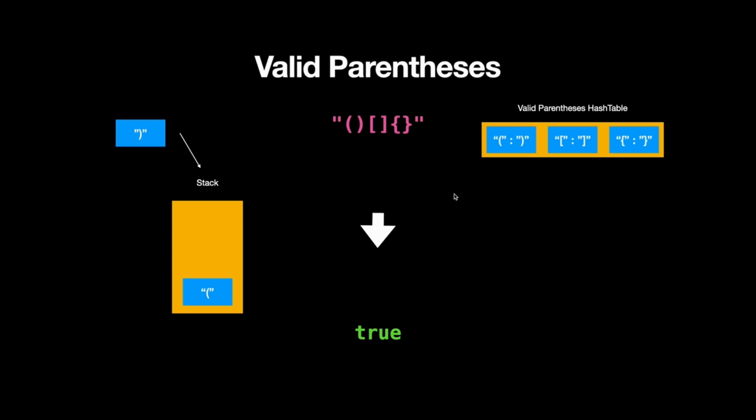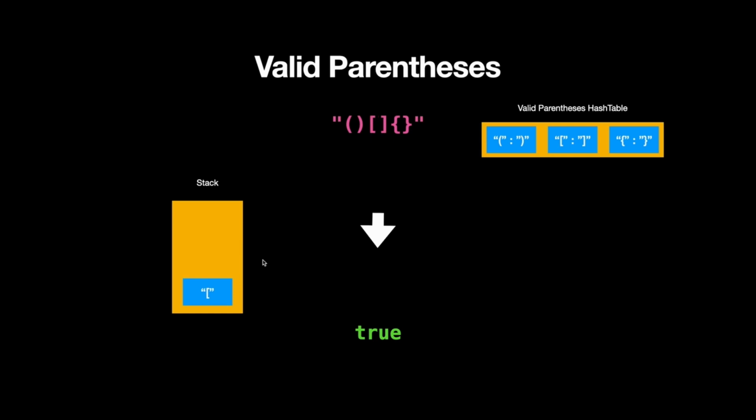The closing one is satisfying the opening one. So if it is satisfying, how do we check it? We will check it in this valid parenthesis table, right? So for this closing one, we will go to our valid parenthesis and we'll say, okay, what is the valid opening one? So if it is valid, then we will remove the last, which is valid. We will remove it from our stack and it will become empty, right?